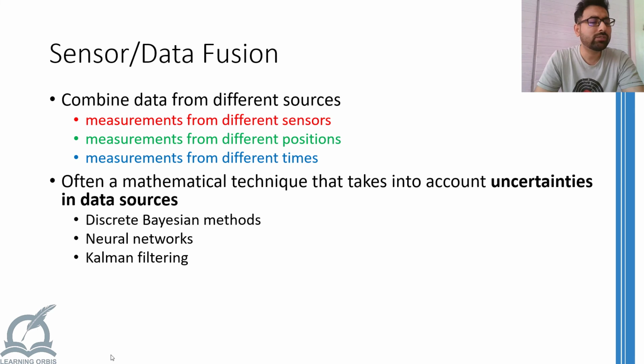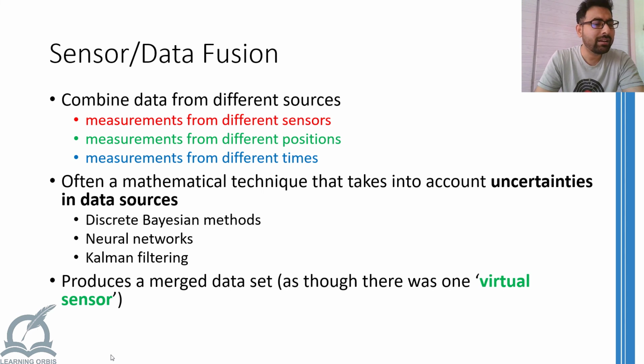Moreover, we can utilize various mathematical tools to remove any uncertainties present in the data. For example, Bayesian methods, neural networks, and Kalman filters are quite famous in this domain. So no matter how you process and combine the data, at the end, the brain or the central processing unit will think that there is one large virtual sensor attached, which is capable of measuring the physical quantity that it is receiving after fusion and after every kind of pre-processing.